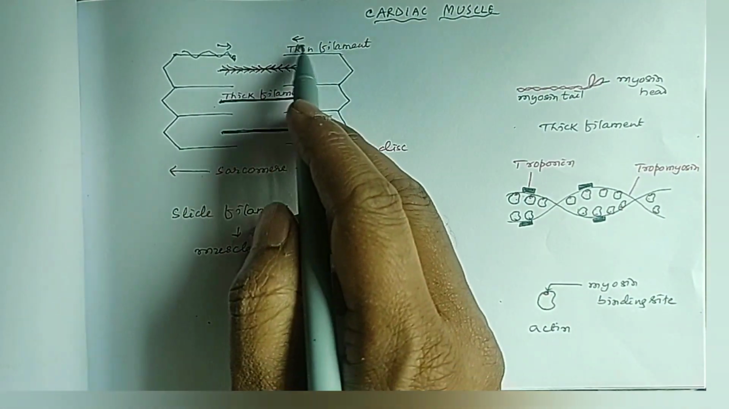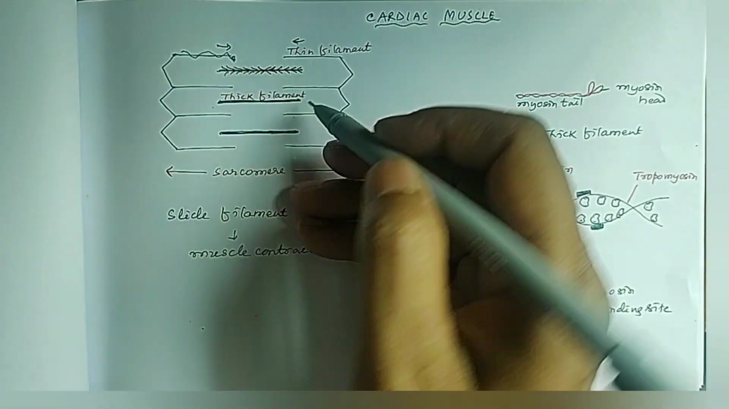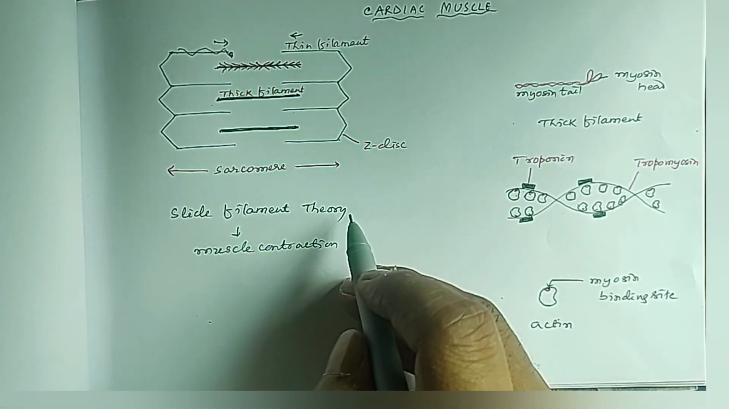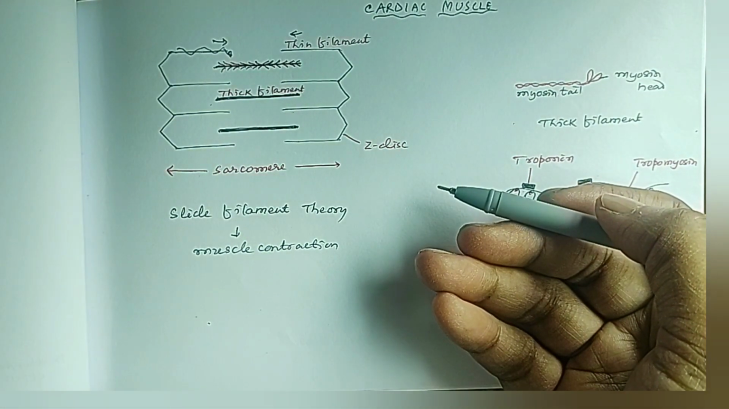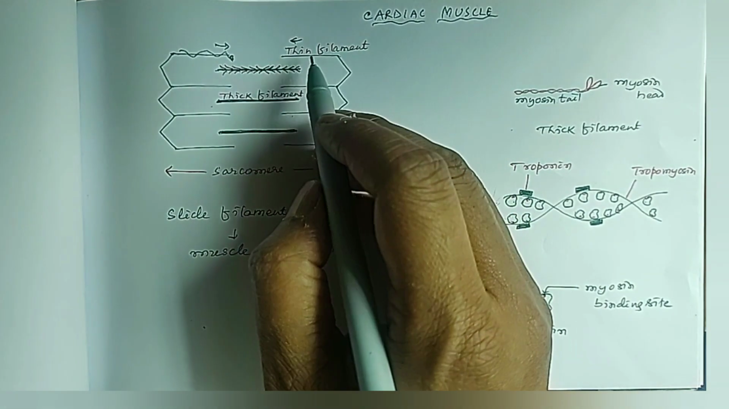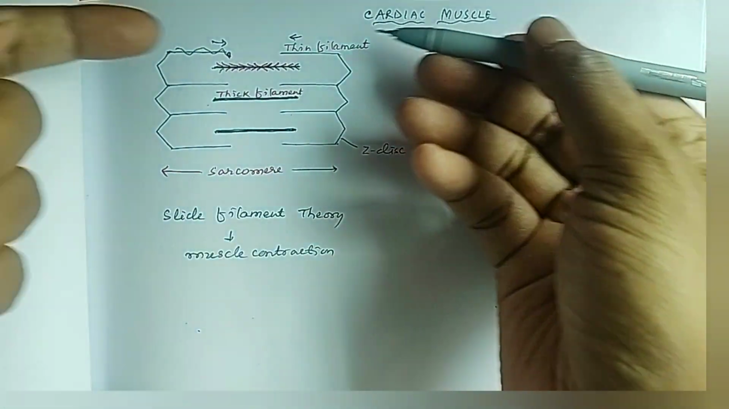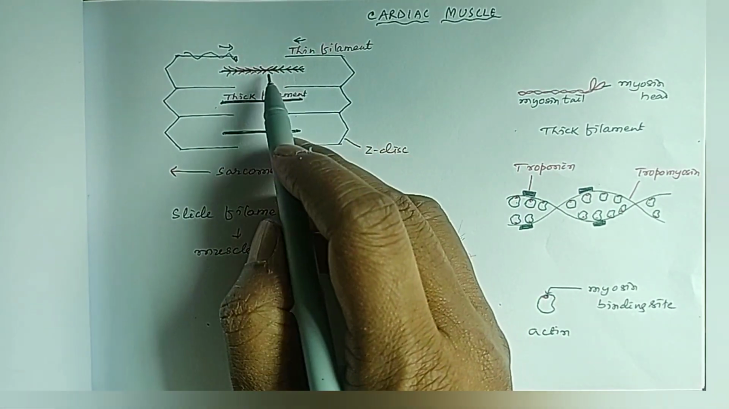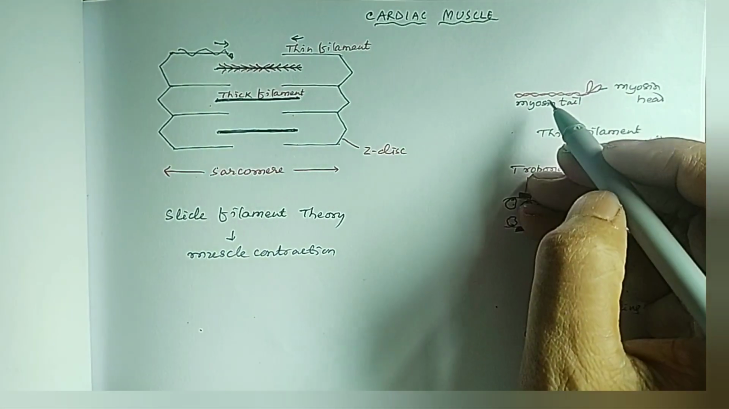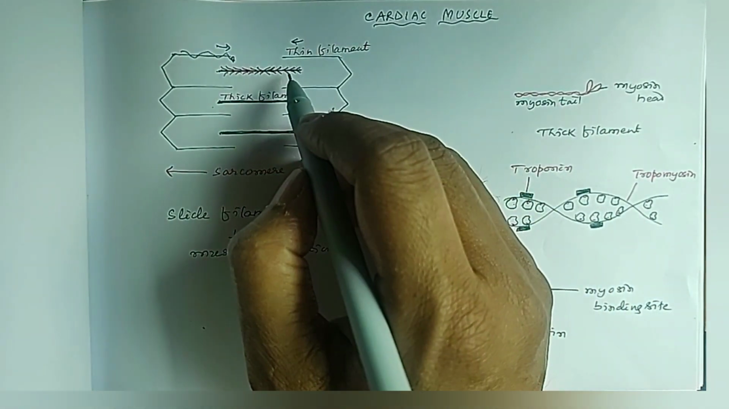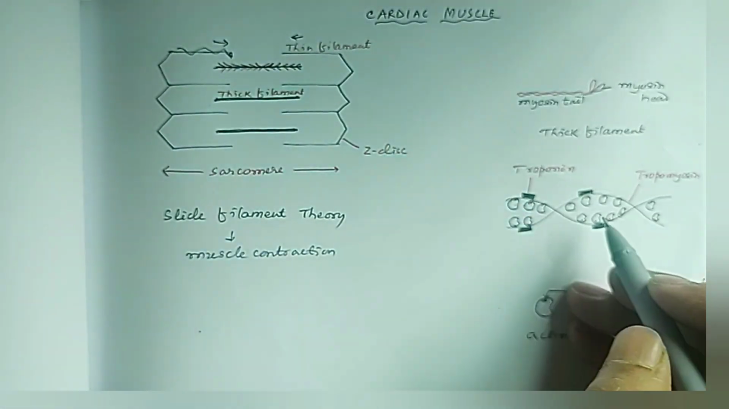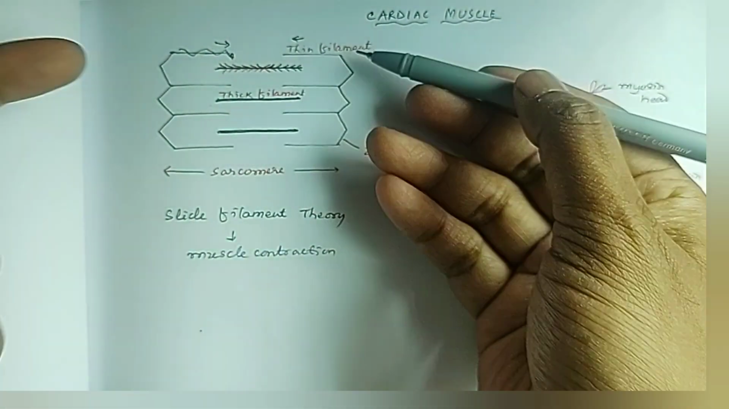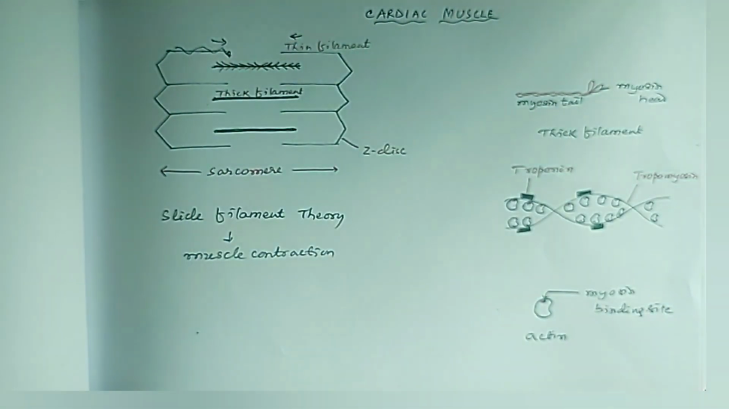there is thick filament and thin filament. It is similar to the skeletal muscle, and the mechanism of cardiac muscle contraction is sliding filament theory, similar to skeletal muscles, and these thin filaments are slid towards the thick filament when there will be actin myosin binding. Thick filament has the contractile protein myosin, and thin filament has the contractile protein actin. When actin myosin binding occurs, the thin filament slides towards the thick filament.